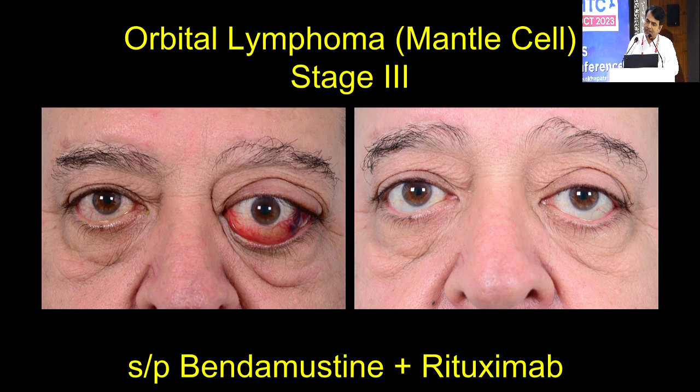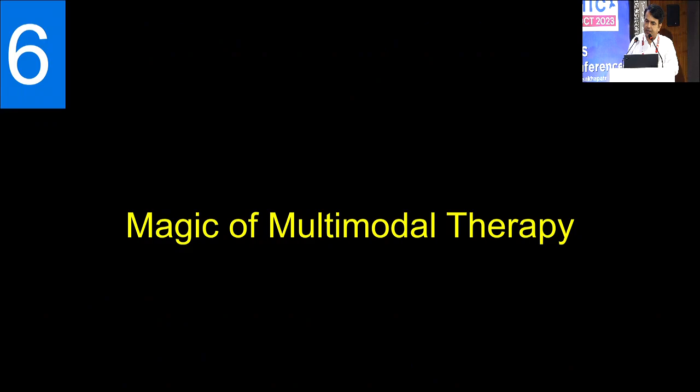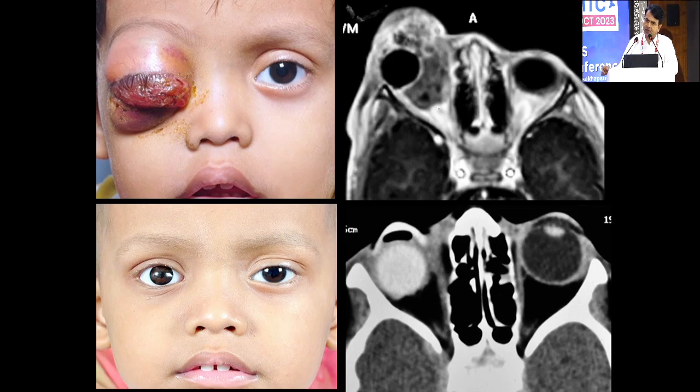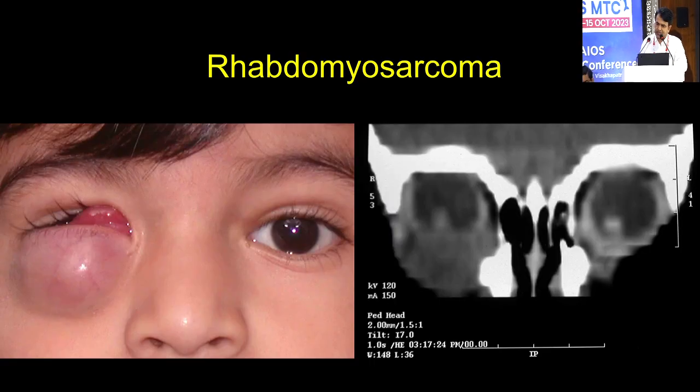But what next after surgery? Of course, the pathologist will tell you the diagnosis, and based on that, you might want further treatment. This was a mantle cell lymphoma which needed rituximab treatment, and of course, in many patients we have been able to avoid orbital exenteration. There's a child with orbital retinoblastoma, by just doing enucleation after multimodal treatment, giving them good cosmesis. One more child with orbital retinoblastoma treated similarly.